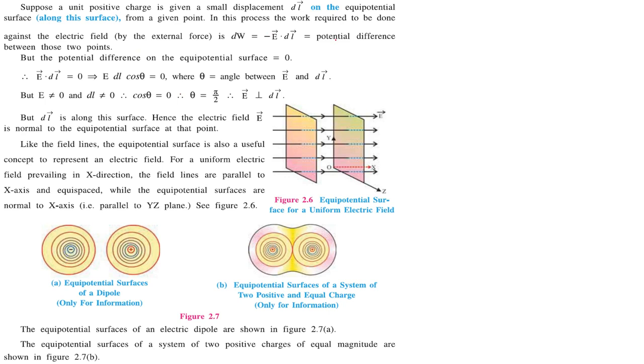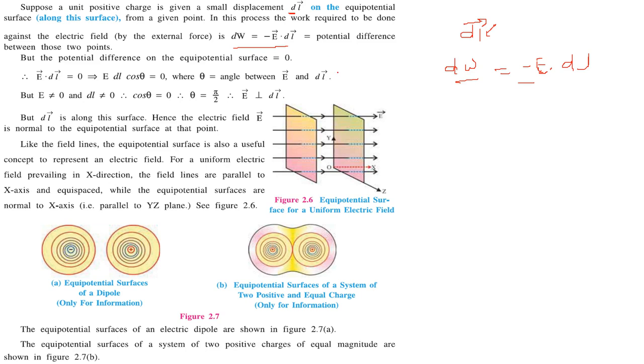Suppose we have a unit positive charge and we give it a very small displacement, say dl, along the equipotential surface from a given point. In this process, what is the work required to be done against the electric field? If dl is very small, the work is also small: dW will be equal to minus E dot dl. Why is this minus? Because we are working against the electric field by the external force. So work done will be minus E dot dl.